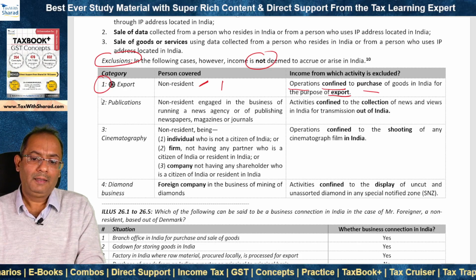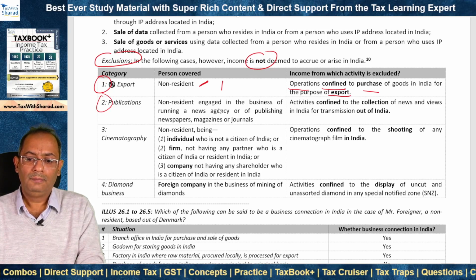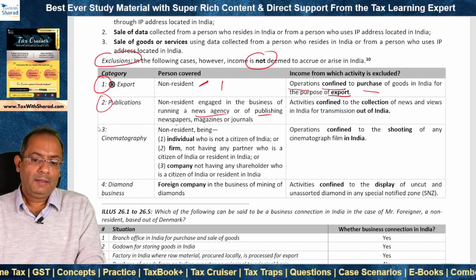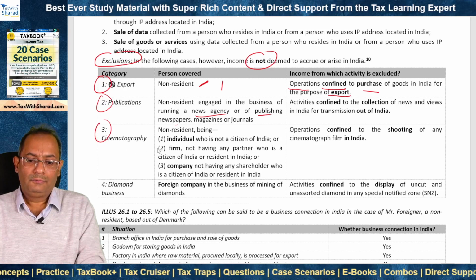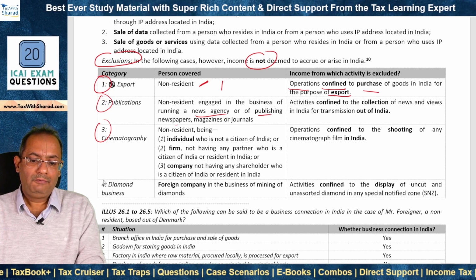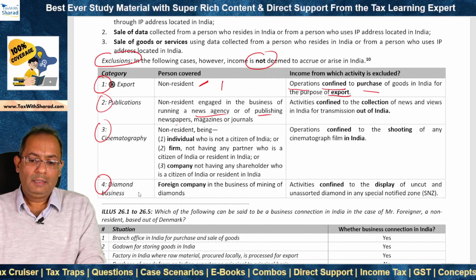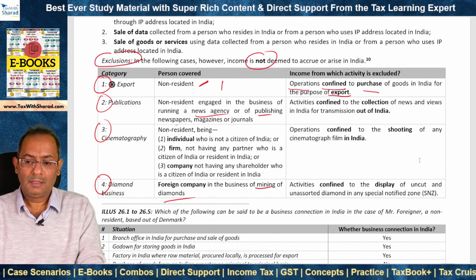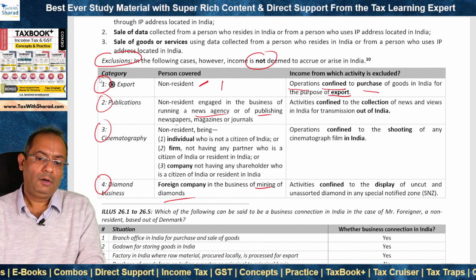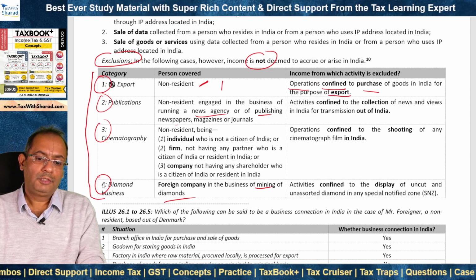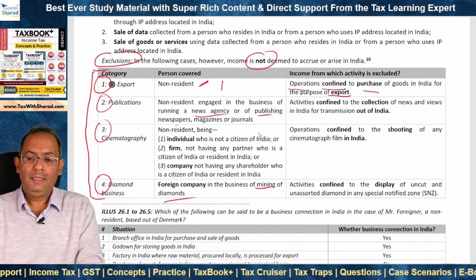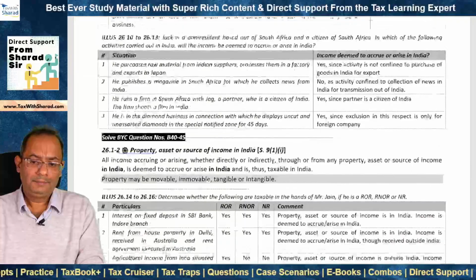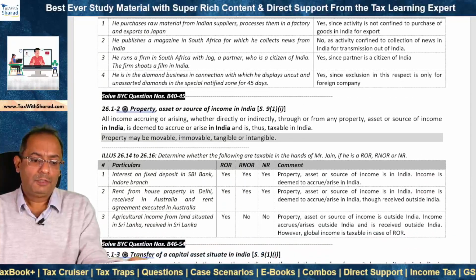Number two, on account of income from the business of running a news agency or of publishing. Number three, on account of activities relating to cinematography. Number four, on account of activities relating to the business of mining of diamonds. We are not discussing these in detail. So there are in all four exclusions which are provided, and in these cases the income is not deemed to accrue or arise in India. So this was about business connection.